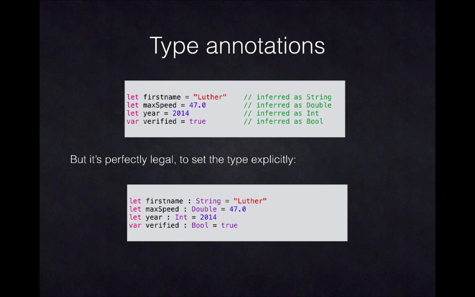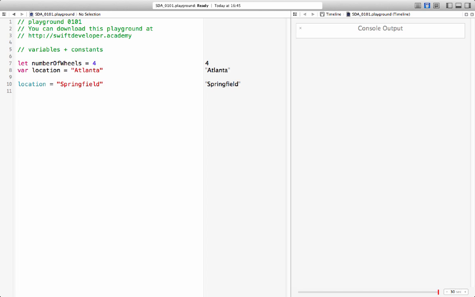Now, although the compiler knows what type these constants and variables have, it's allowed to set the type explicitly. Types of variables are inferred most of the time. In these cases, the type is obvious and the compiler knows the type that is needed.